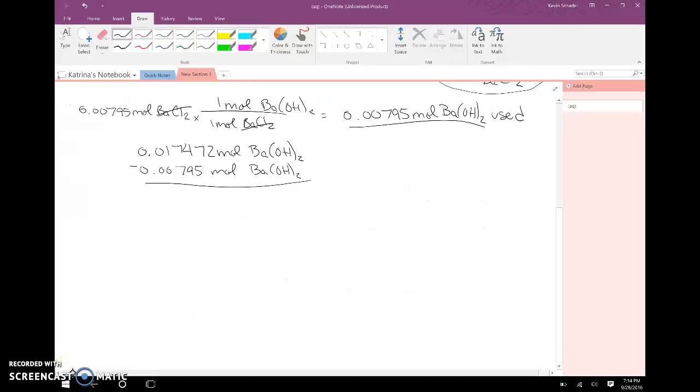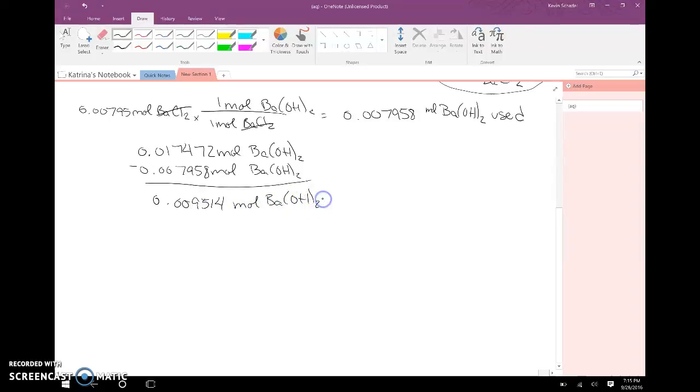So I'm back. I'm going to make one tweak rather than re-record 5 minutes. There should be an 8 here. And that leaves us with 0.009514 moles of barium hydroxide left over.